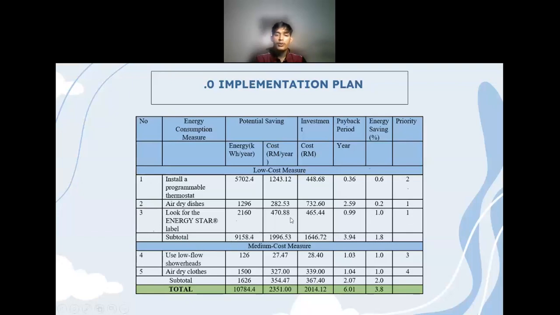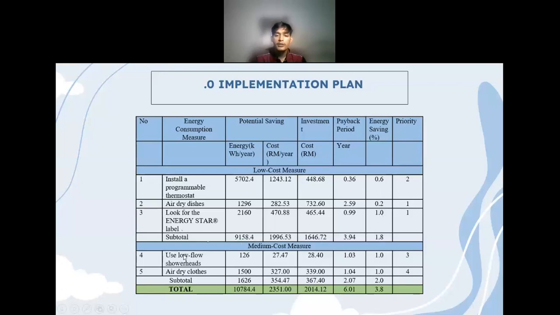So the subtotal for the low cost measure is 9158.4 kilowatt per hour per year and the cost is 1996.53 per year and the investment cost total subtotal is 1646.72 and the payback period is 3.94 and the energy saving is 1.8%.